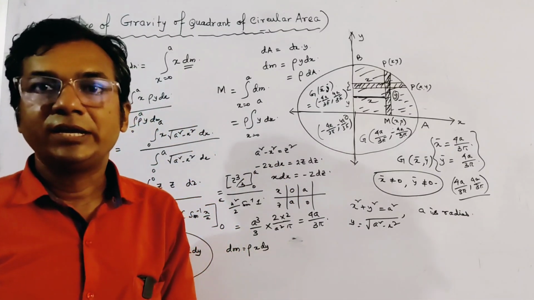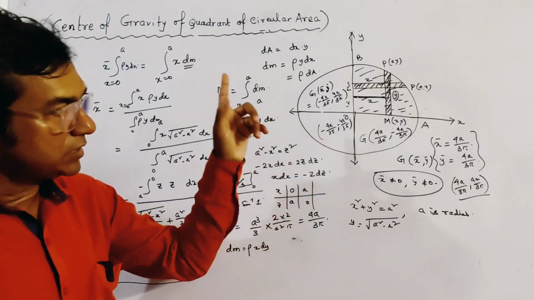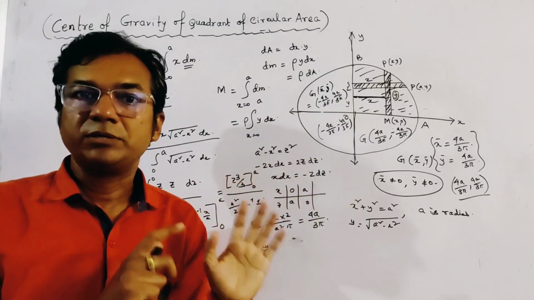So in all the four cases, if we consider a quadrant of a circular area, then we find the coordinate of CG by a similar method.